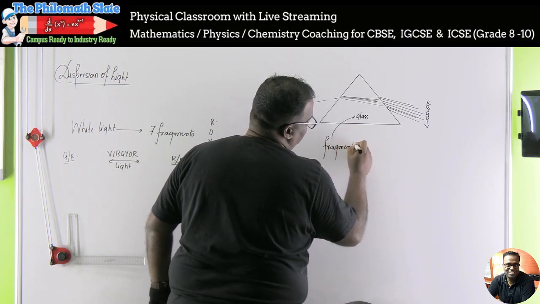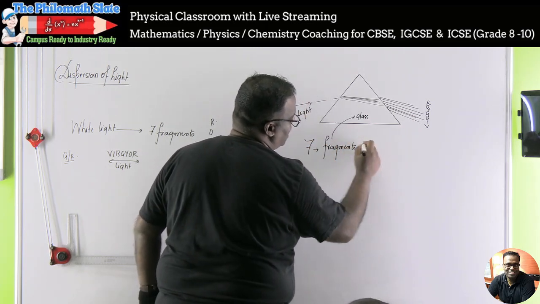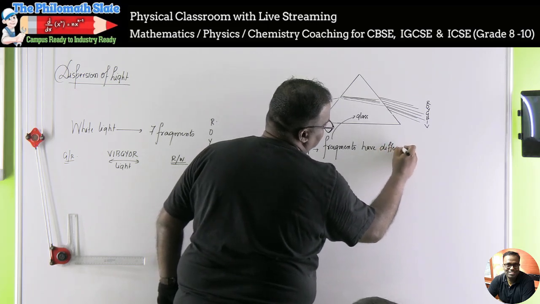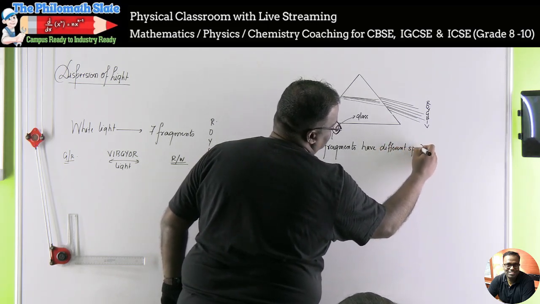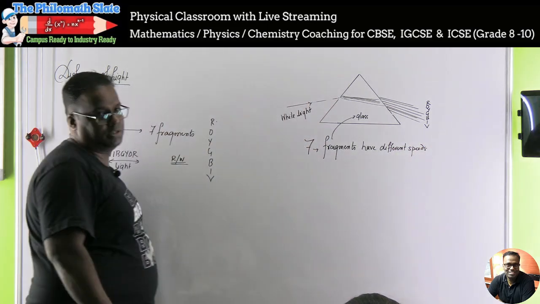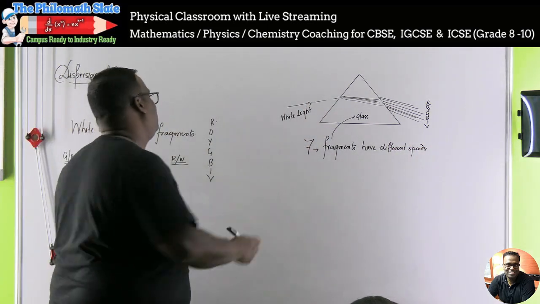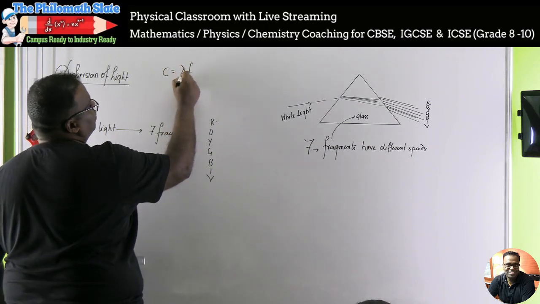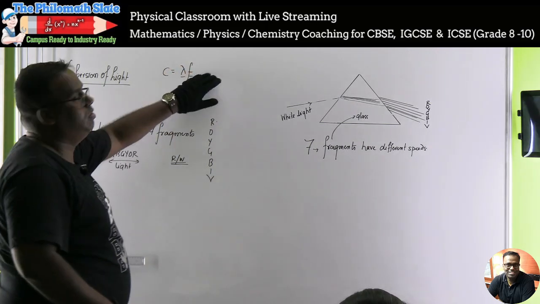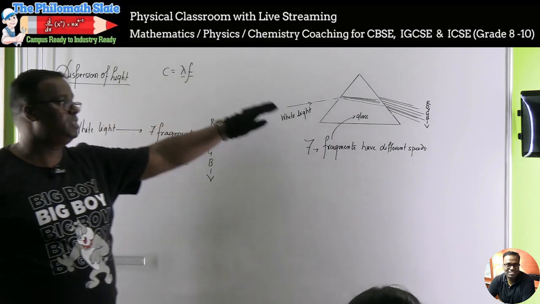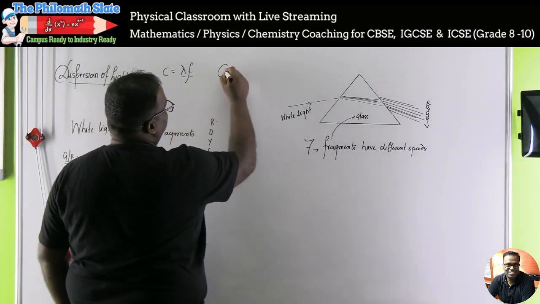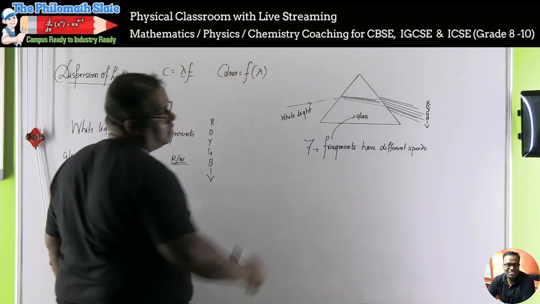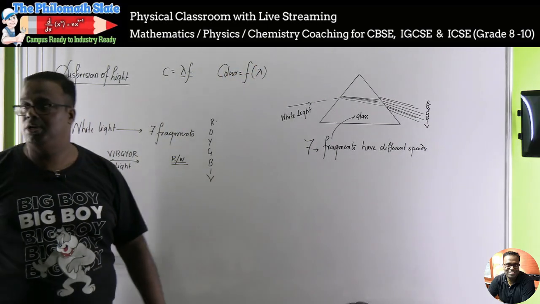7 fragments have different speeds. Now if you ask from basics what is speed, c is equal to lambda into f, frequency into wavelength. Color is a function, the color of a light that you see is a function of wavelength. A particular wavelength will emit a particular color only.